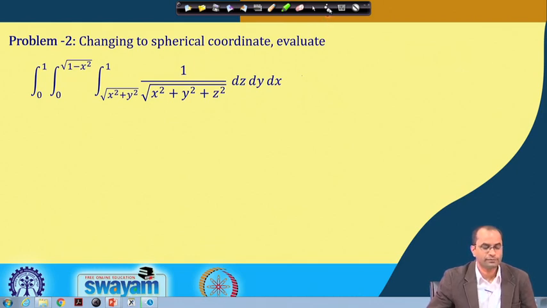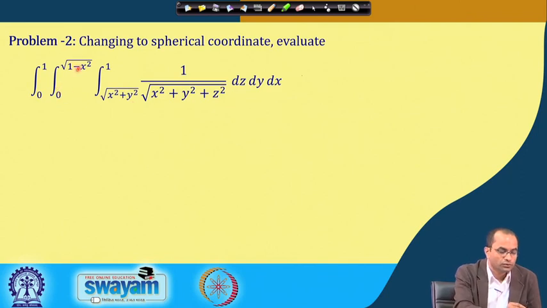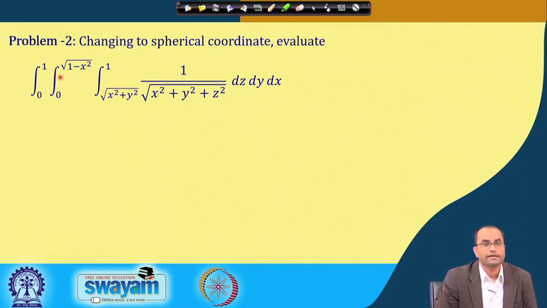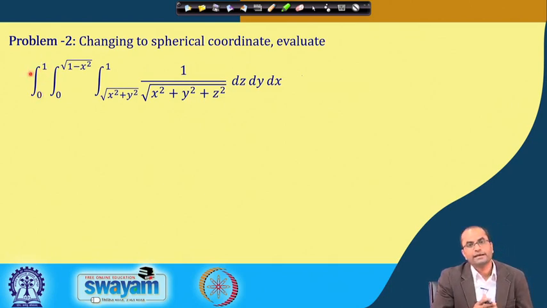The limits are x square plus y square to 1, and then we have 0 to square root 1 minus x square, and for x we have 0 to 1. So, looking at the limits of the integral, we have to identify what the domain is, because once we know the domain, it is easier to represent that in spherical coordinates as well.